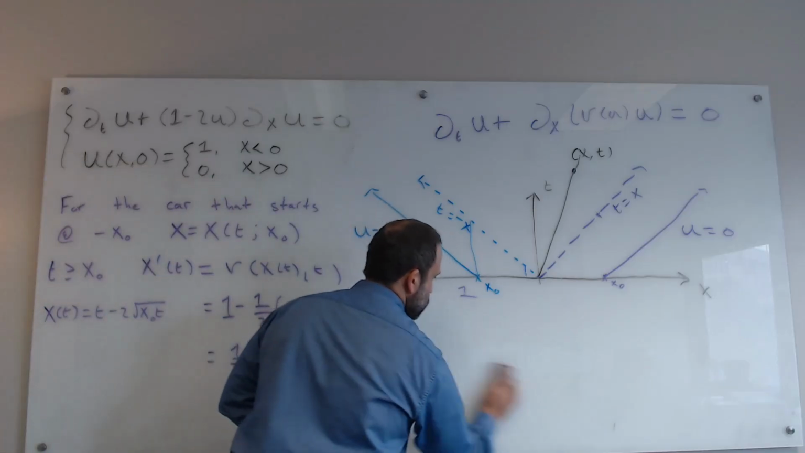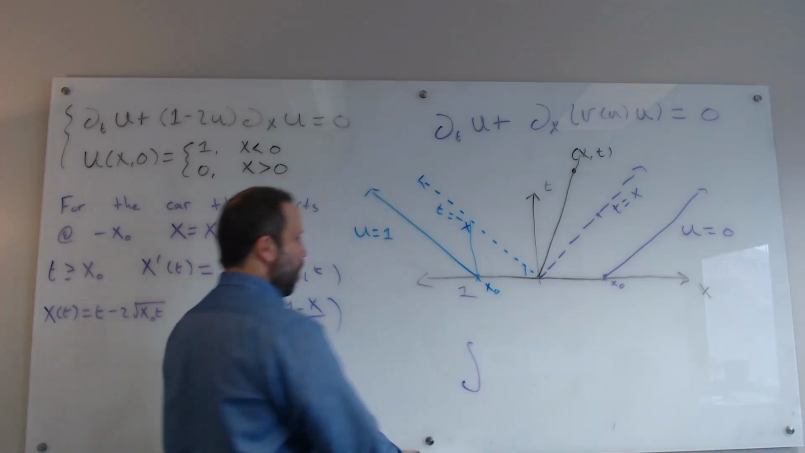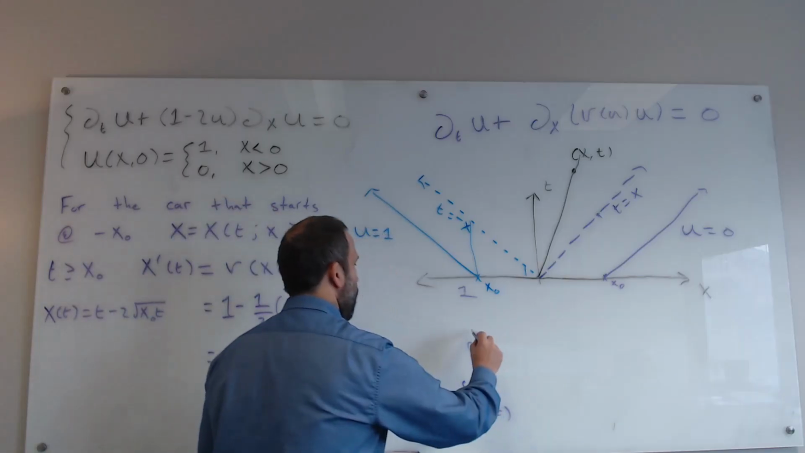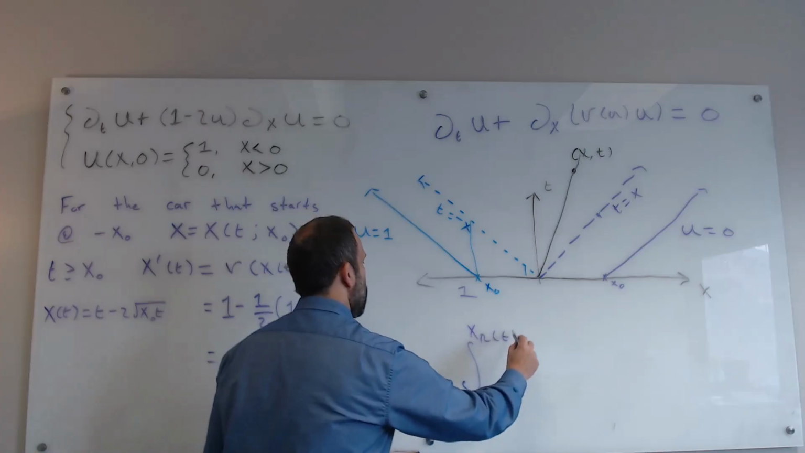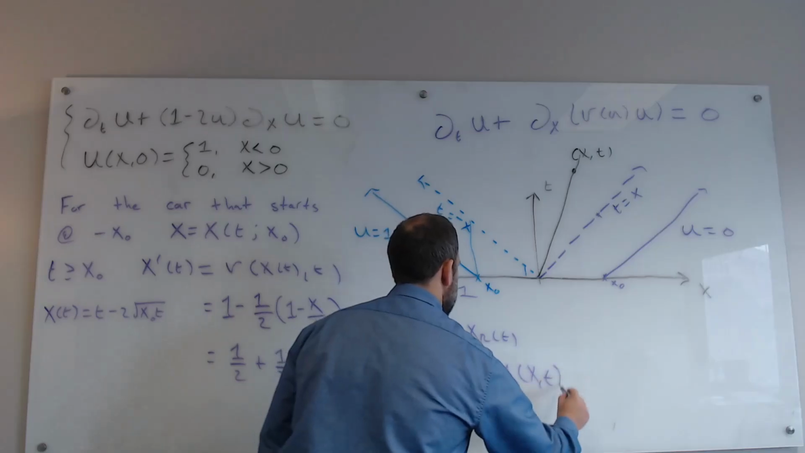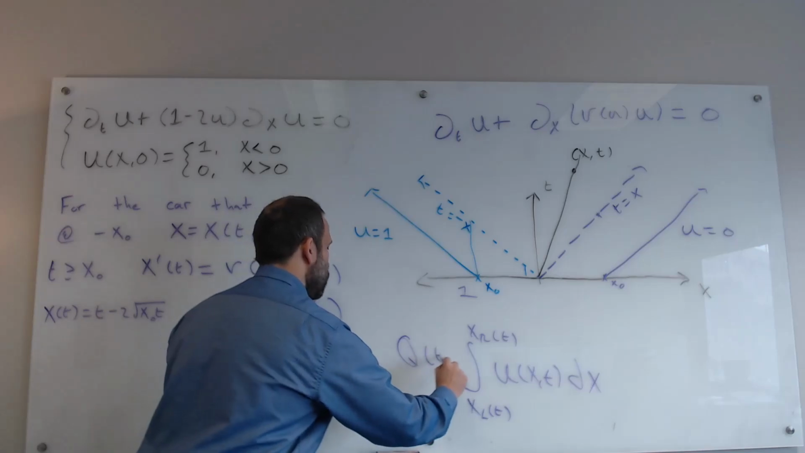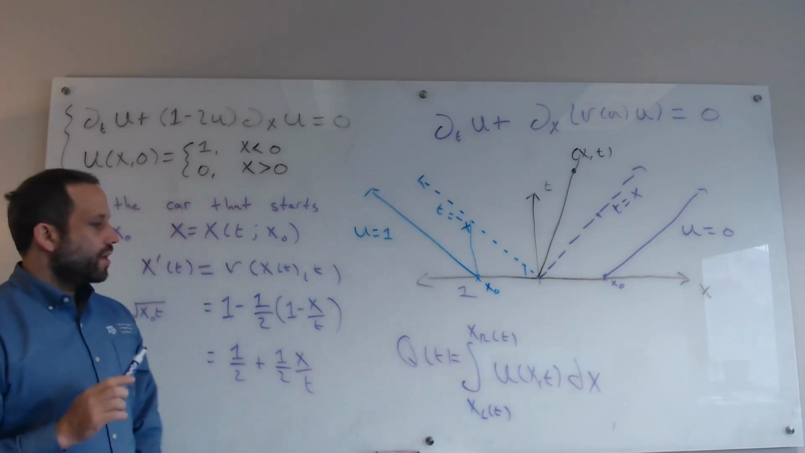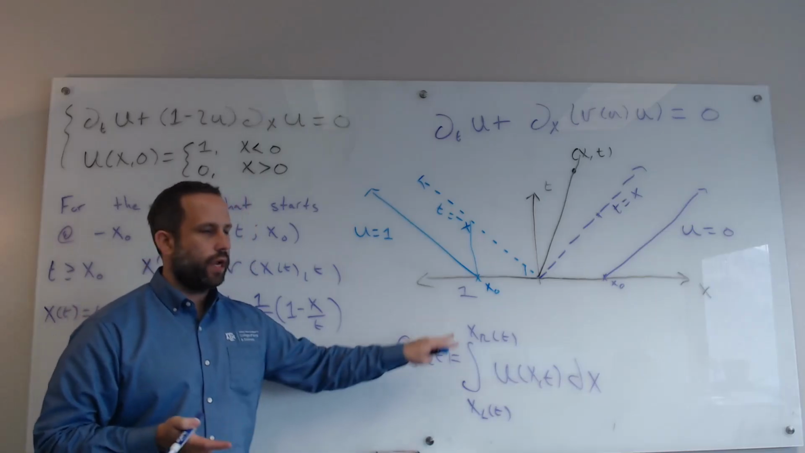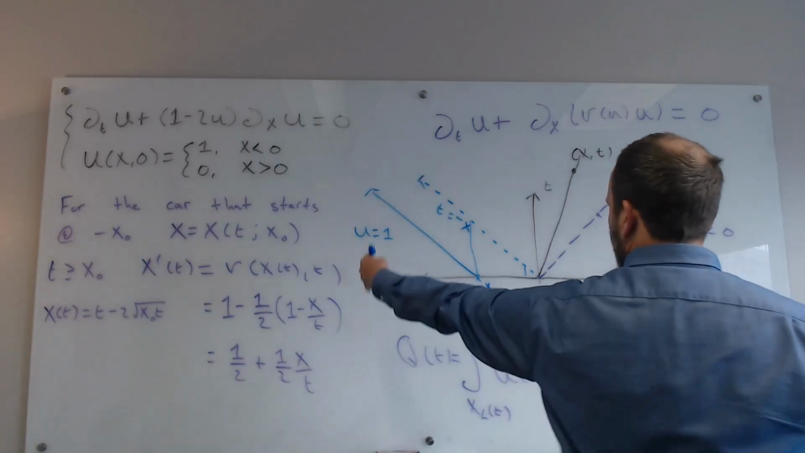And let's say I look at two cars. I'm going to call the left car x sub L of t, and the right car x sub R of t, and I want to integrate u of x, t dx. I'm going to call this q of t. Again, this is going to be the number of cars between the left car and the right car, meaning any car to the left and any car to the right.